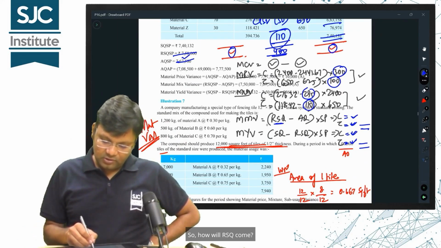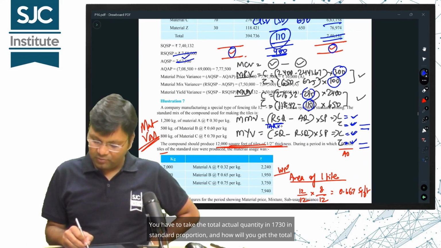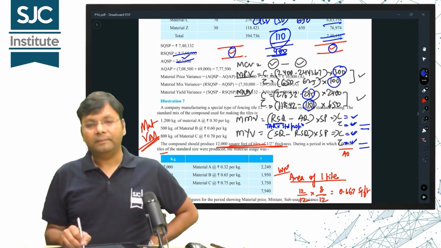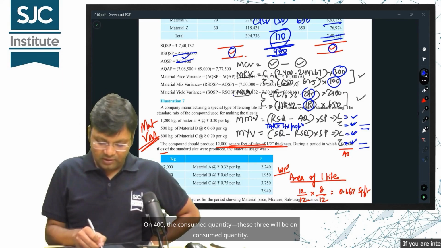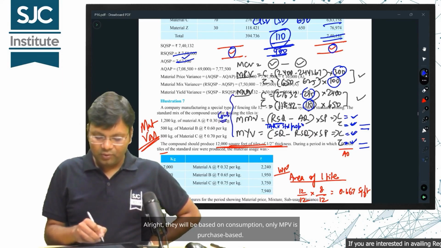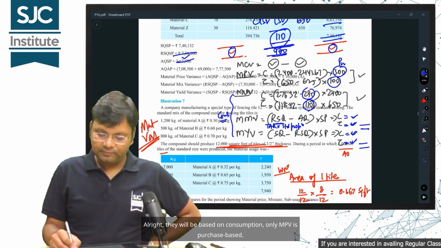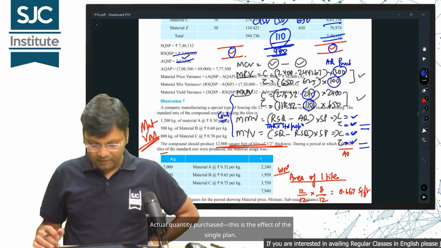So, how will RSQ come? I have already explained. You have to take the total actual quantity in 1730 in standard proportion, and how will you get the total actual quantity? On 400, the consumed quantity. These three will be on consumed quantity. Alright, they will be based on consumption, only MPV is purchase based. Actual quantity purchased, this is the effect of the single plan.